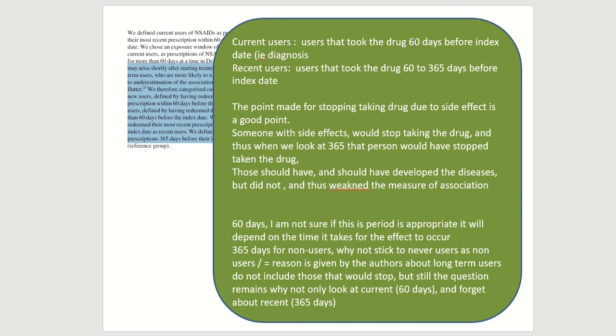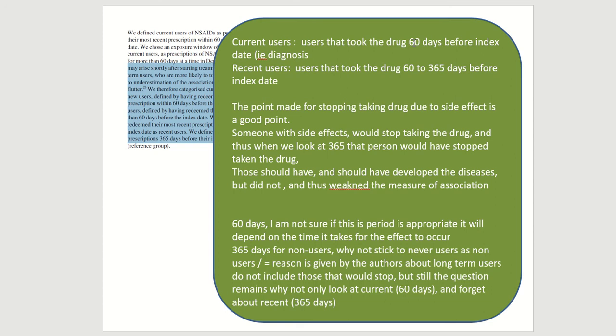The point made for stopping taking the drug due to side effects is a good point. Someone with side effects would stop taking the drug, and thus when we look at 365 days, that person would have stopped taking the drug. Those would have and should have developed the disease but did not, and thus weaken the measures of association. For 60 days, I'm not sure if this period is appropriate. It will depend on the time it takes for the effect to occur. 365 days for non-users. Why not stick to never users as non-users? The reason is given by the authors about the long-term users. Do not include those that would stop, but still the question remains, why not only look at current 60 days and forget about recent?